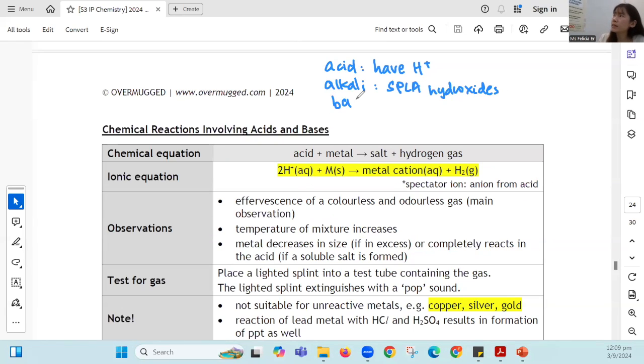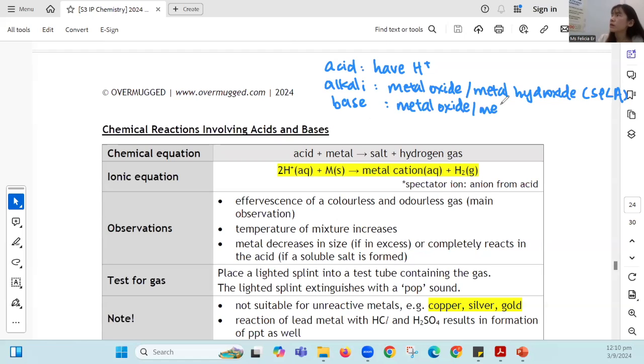And then base would be non-Group 1 and 2. But take note that they still have to be, let me write clearer a bit, metal oxide or metal hydroxide. So for alkali, usually the metal is from Group 1 or 2, but for base, it would be except those four. So I'll write it as non-Group 1 and 2.